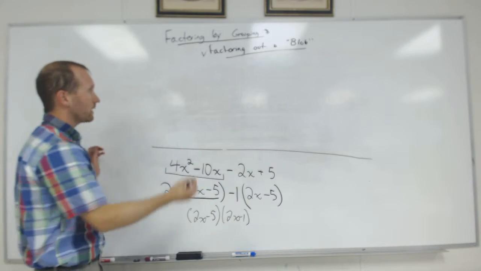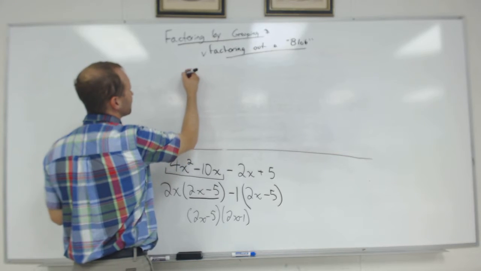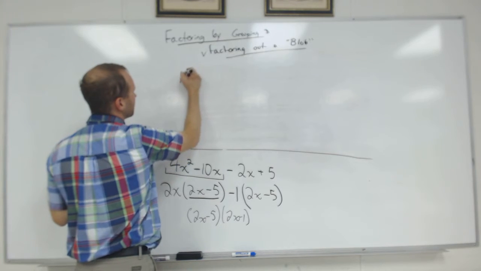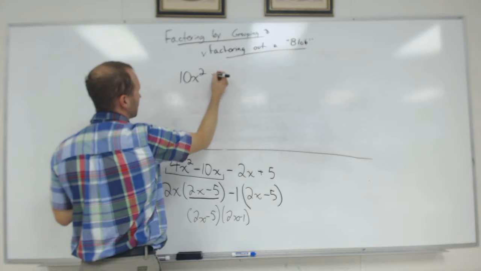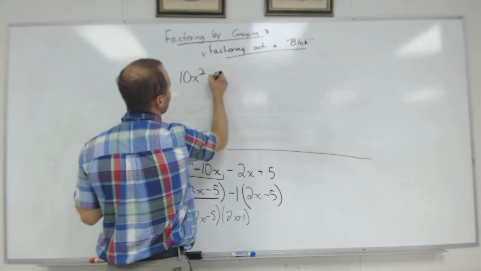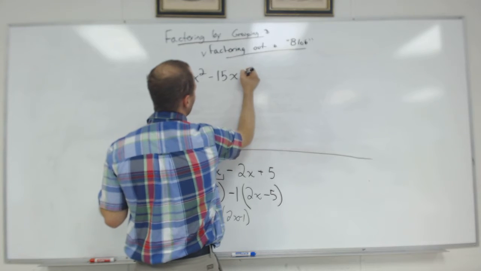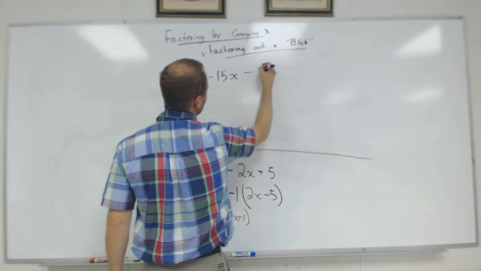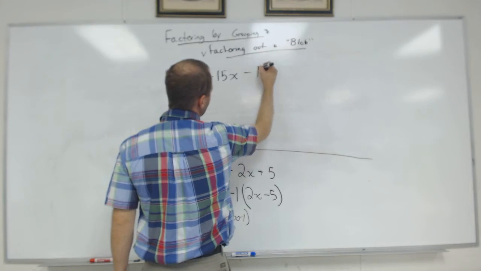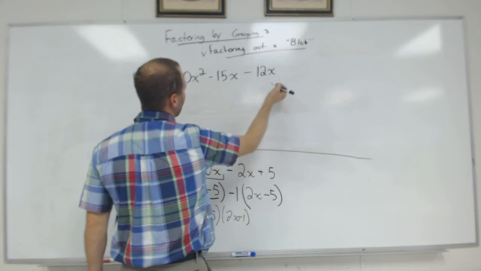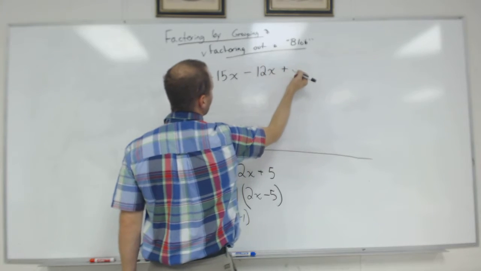Let's try one more example because I want to do one that has a negative, but it also has something else. So let's look at this one. What if I had 10x squared minus 15x minus 12x plus.